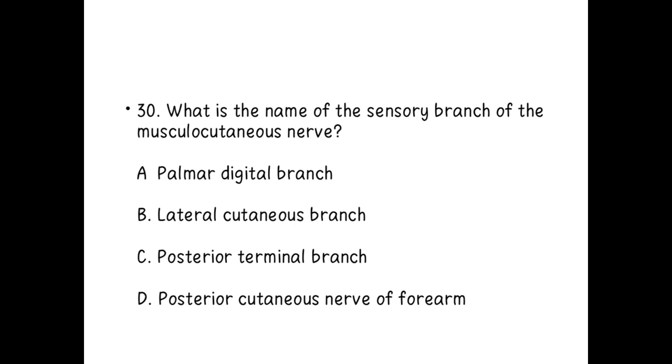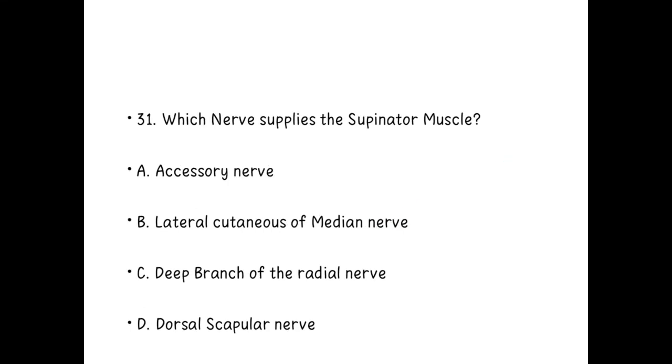Number 30. What is the name of the sensory branch of the musculocutaneous nerve? A, palmar digital branch, B, lateral cutaneous branch, C, posterior terminal branch, D, posterior cutaneous nerve of forearm. So which of these is the branch of the musculocutaneous nerve that provides sensory function? And the right answer is B, the lateral cutaneous branch.